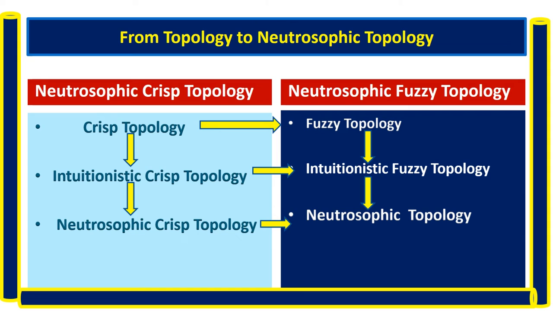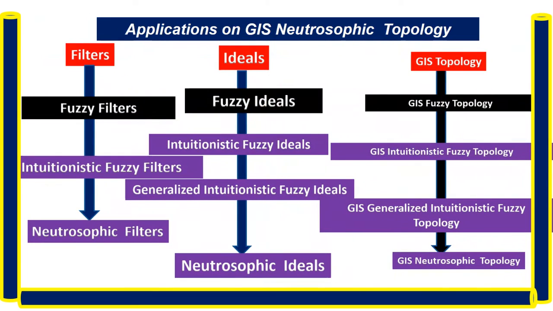Neutrosophic fuzzy topology. From fuzzy topology to instantaneous fuzzy topology to Neutrosophic topology. Neutrosophic topology is a generalization of instantaneous fuzzy topology and fuzzy topology. Some applications: on GIS Neutrosophic topology, from filters, fuzzy filters, instantaneous fuzzy filters, and Neutrosophic filters. Neutrosophic filters are a generalization of all types of filters. Neutrosophic ideals are a generalization of all types of ideals.